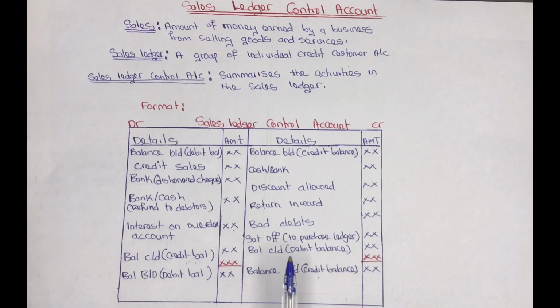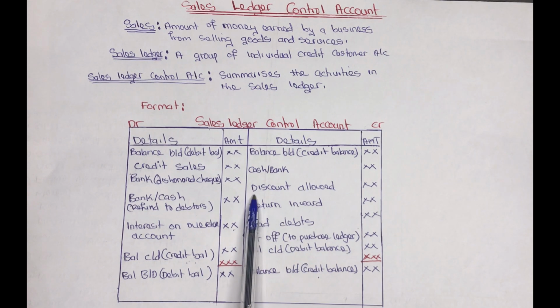So let's go to the credit side. The balance brought down is the credit balance in the debtors account. This is the balance from the previous year. Then we have the cash and the bank. You get this amount from the cash book in the bank column.